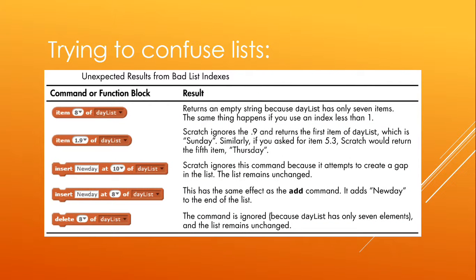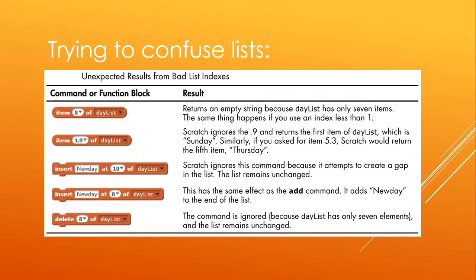Okay, trying to confuse lists. This is what happens when you're using the index or position of a list and you put in values which are not necessarily correct. So looking at the first item, item 8 of day list. Now we only have 7 items on our list, so if we went and asked for item 8, item 32 or 412, it would return an empty string, as there is no item in that position.